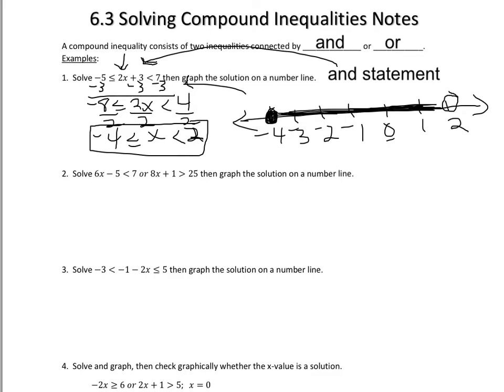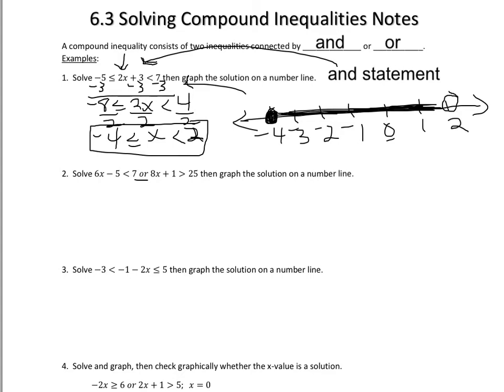So let's look at example 2. It says solve 6x minus 5 is less than 7, or 8x plus 1 is greater than 25. So we want to solve for any x values that will work in either one of these. It's very obvious, I think, to see that this is an "or" statement. And what you're going to do is solve each of those inequalities and then make sure at the end that you connect them with an "or" statement.